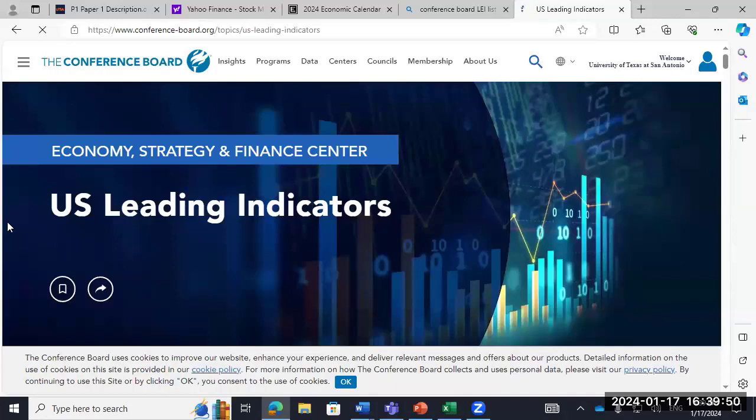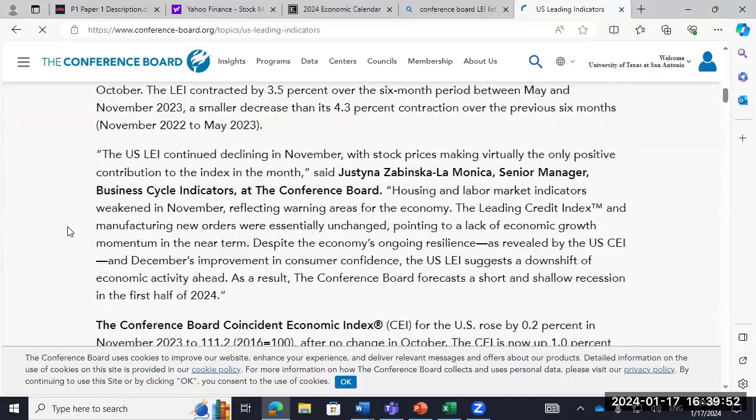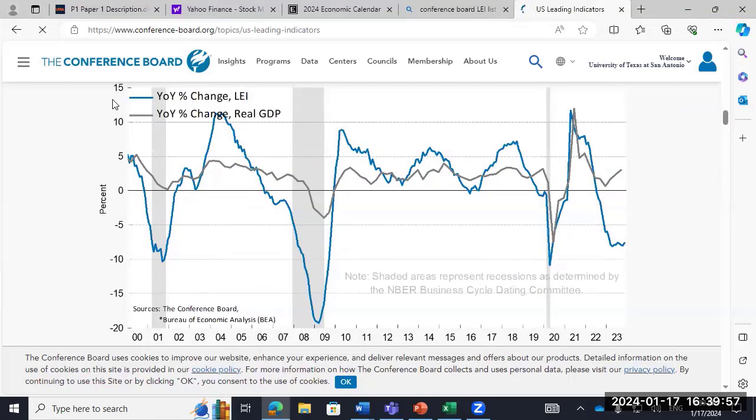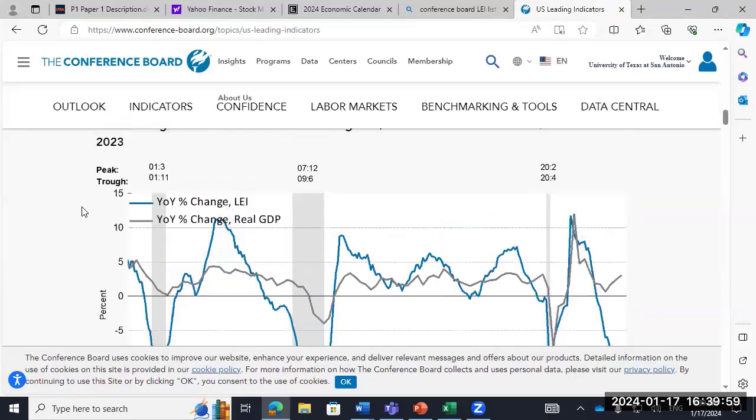So what would be a leading indicator? You can read about it. Well, here's the number right now. There's a year-over-year change.